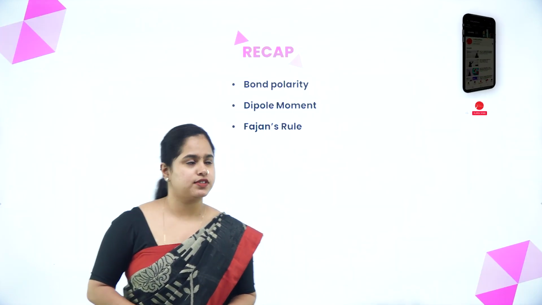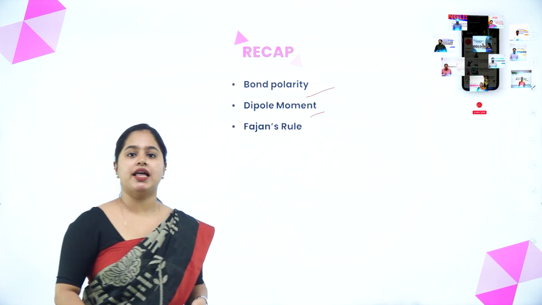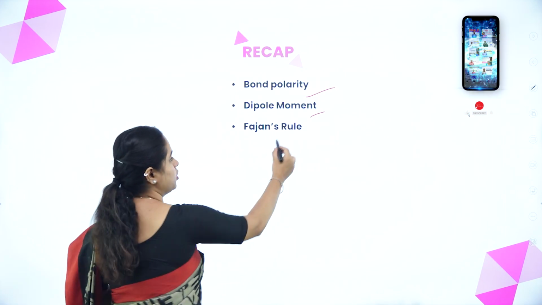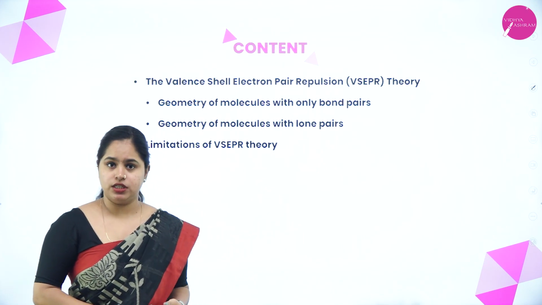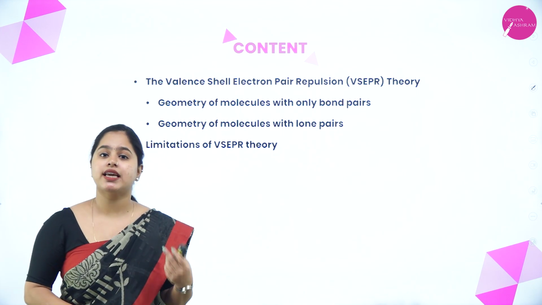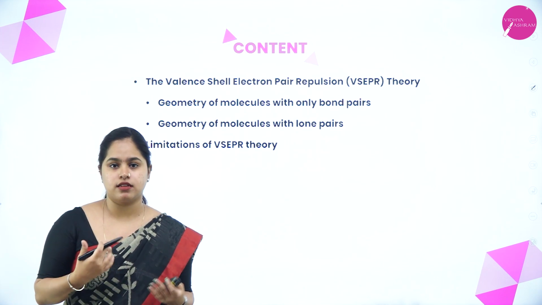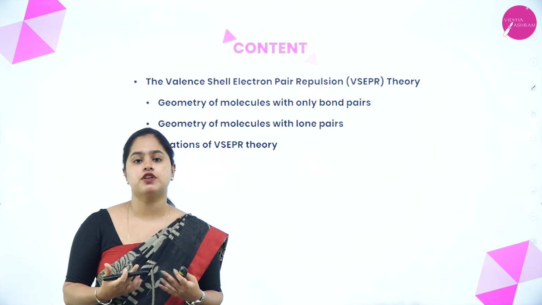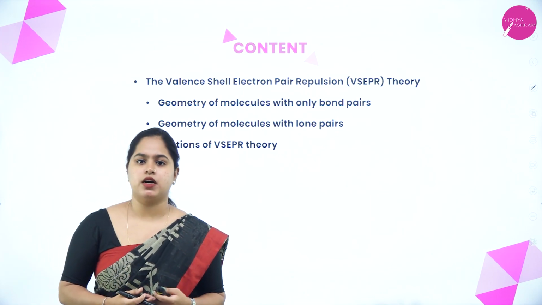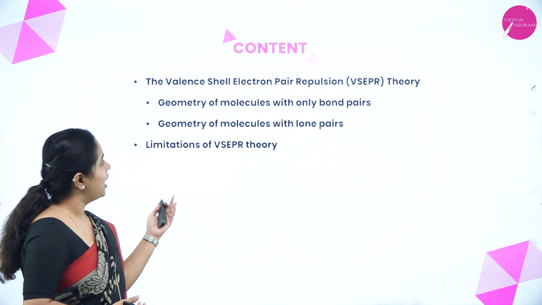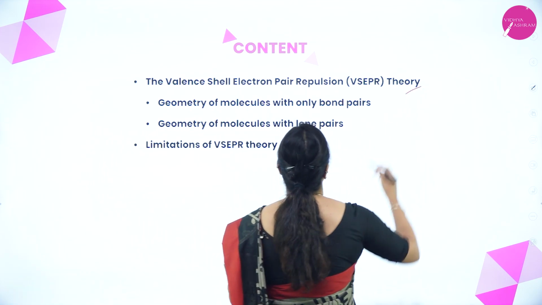So in last session, we discussed about bond polarity, dipole moment, and then we discussed in detail about Fajan's rules, right? So in this session, we will be discussing about the next theory. The first theory that we studied, that is the approach towards the chemical bonding, was the Kossel-Lewis approach. The next one we are going to study today is valence shell electron pair repulsion theory.